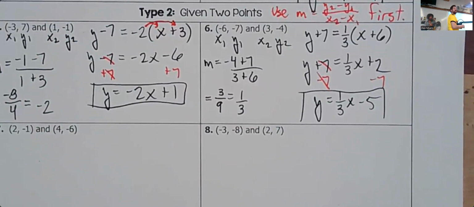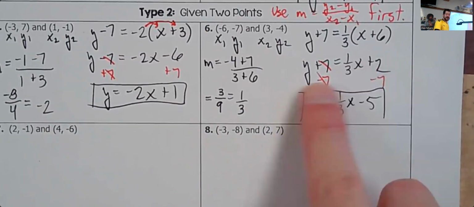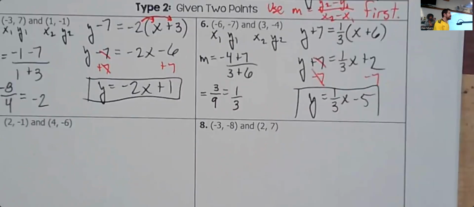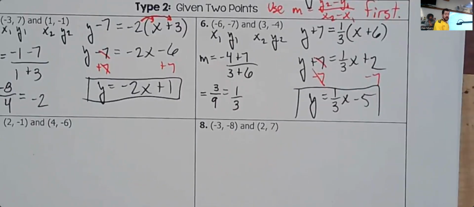What'd you get? No, the slope is 1/3. Which one are you talking about? Okay, yeah, the slope needs to be the same the whole time. So the slope is 1/3. We're going to make sure that slope stays the same. So when you distribute 1/3 up here, you're going to get y plus 7 equals 1/3 x plus 2, because 1/3 times 6 is 2. Subtract 7 from both sides, and we should have y equals 1/3 x minus 5. I think you used 2 for the slope instead of 1/3.